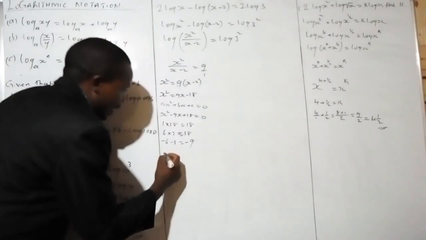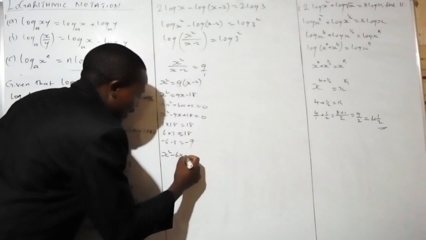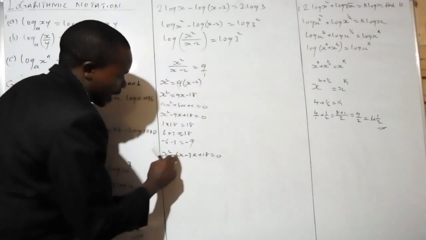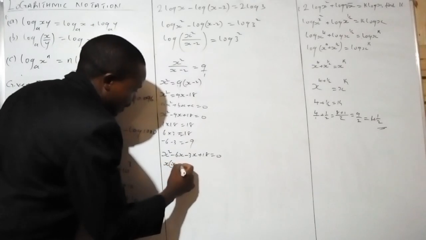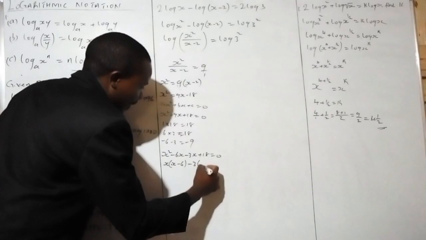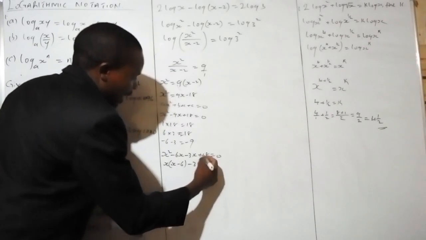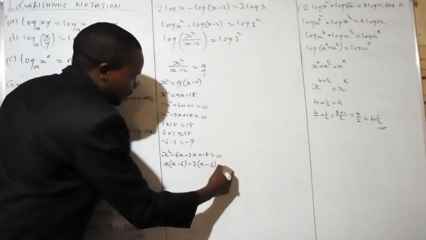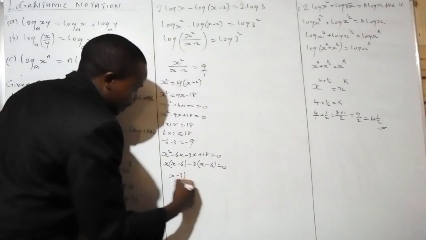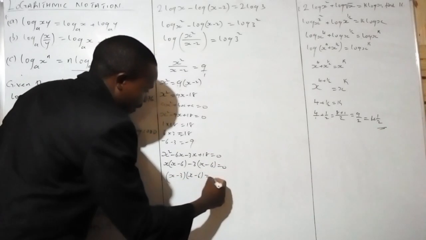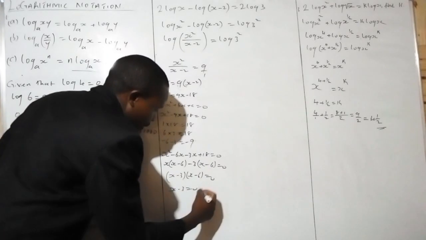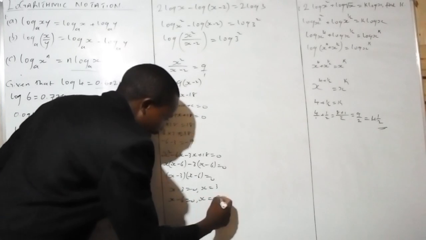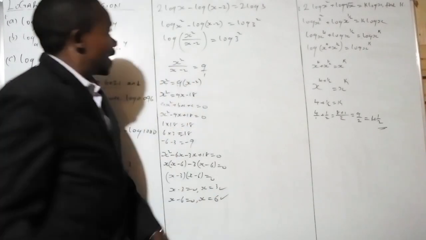x squared minus 6x minus 3x plus 18 is equal to 0. The GCD of x squared and 6x is x, minus 6, then minus 3. 3x divided by 3 is x, negative divided by negative is positive, 18 divided by 3 is 6, equal to 0. x minus 3, x minus 6 is equal to 0. x minus 3 is equal to 0 and x is equal to 3. x minus 6 is equal to 0 and x is equal to 6. Those should be the answers.